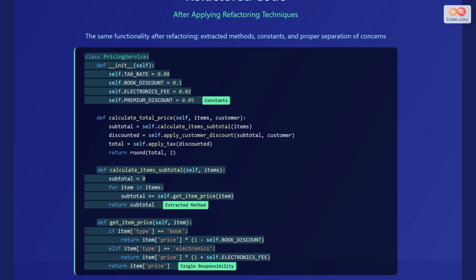This is the same code from the previous slide after applying refactoring techniques. Let us see the refactored code. First, we have created a class called pricing service. We have added constants for tax rate, book discount, electronics fee, and premium discount. This removes magic numbers from the code. We have extracted a method to calculate item subtotal, and another method to calculate each individual item's price. In the next slide, we will refactor this code further.